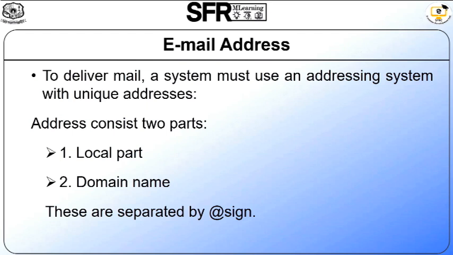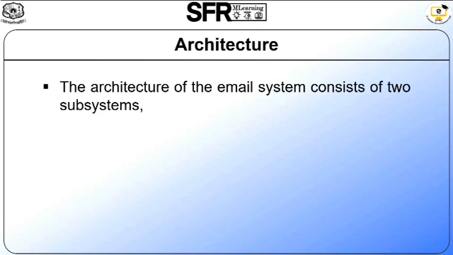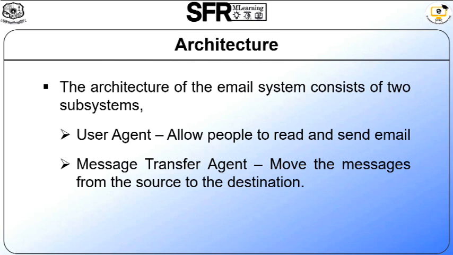Next, email address. To deliver a mail, the system must use an addressing system with unique addresses. An address consists of two parts: the local part and the domain part. These are separated by the @ symbol. Like a postal address, an email address specifies the destination of an electronic message. An internet email address looks like this: username at domain name. The username is a unique name that identifies the recipient. The domain name is the address. Many people can share the same domain name.